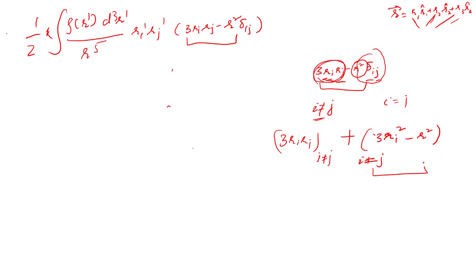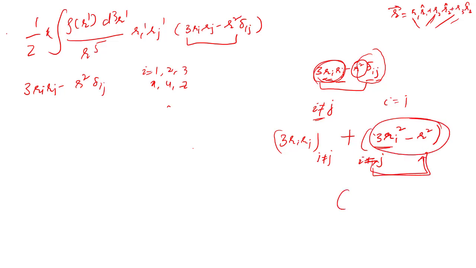So if you look at this one, for example, if I were to just do this, 3 ri rj minus r squared delta ij for i and j going from 1 to 3, there is x, y, z. Then this term would look like, for x, 3x squared minus r squared. For y it would look like 3y squared minus r squared, and for z it would be 3z squared minus r squared. So here you're adding 3x squared plus 3y squared plus 3z squared. So we have 3 times x squared plus y squared plus z squared, minus r squared.